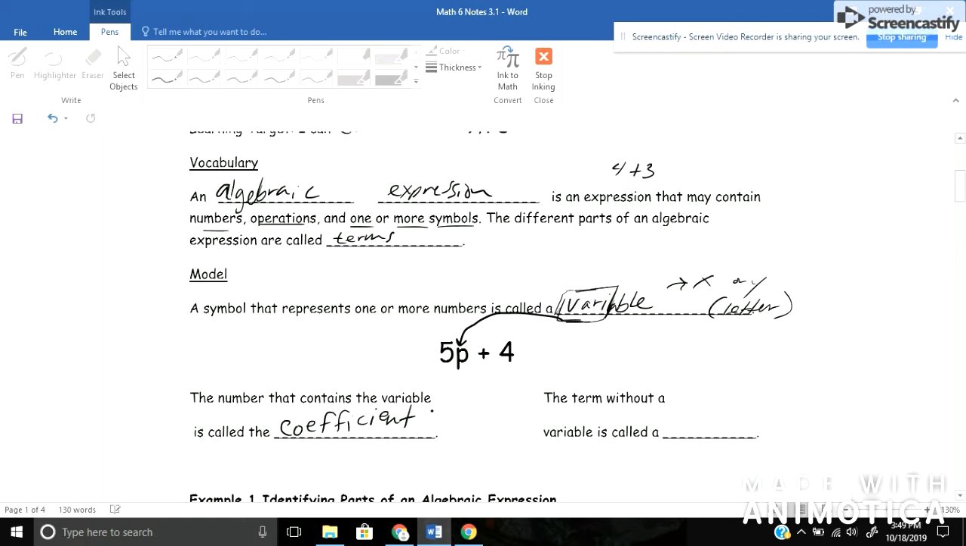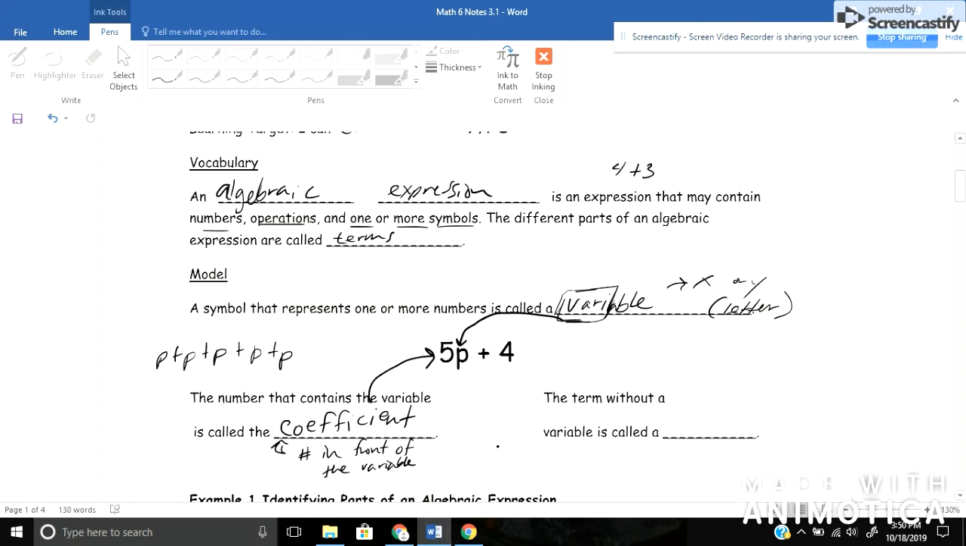Okay, so coefficient. I usually just say that this is the number in front of the variable. Okay, so the coefficient here would be 5. There are 5 p's in this example. Okay, remember that multiplication is the same as repeated addition, so that's the same thing as p plus p plus p plus p plus p. 1, 2, 3, 4, 5. Okay, that's the same thing as putting it this way. It's just a little bit quicker and easier to write it that way.